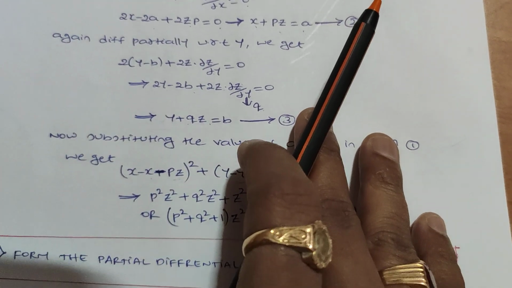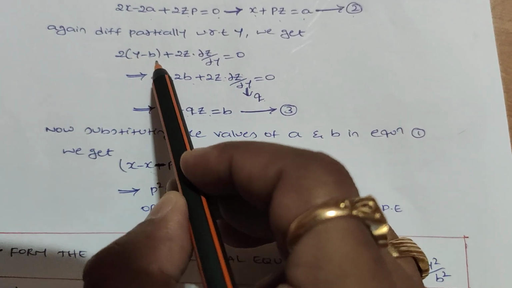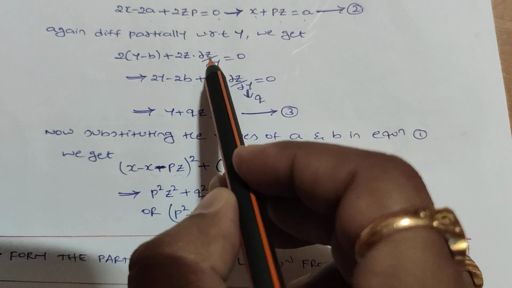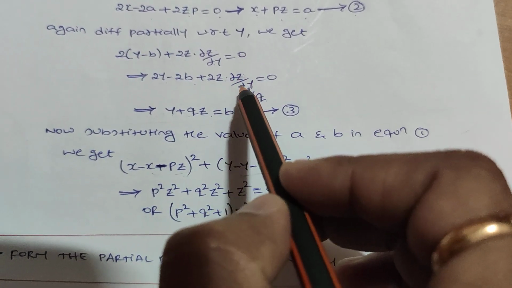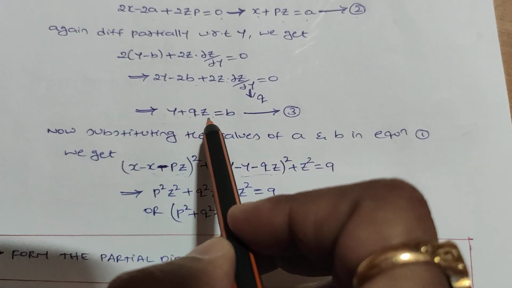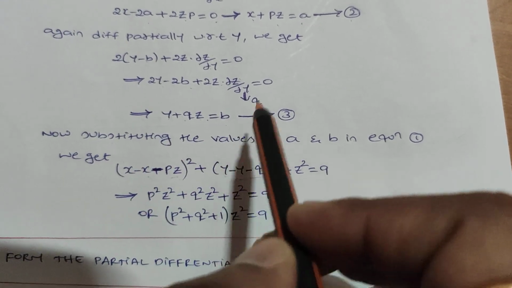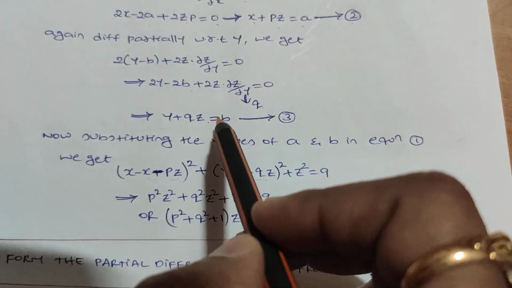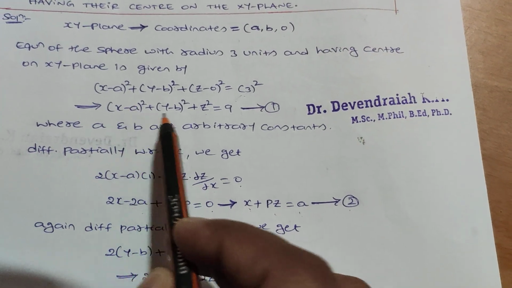Similarly, differentiating partially with respect to y, we get 2 times (y minus b) plus 2z into ∂z/∂y, which is equal to 0. Replace ∂z/∂y as q. So therefore we observe y plus qz is equal to b. Now substituting the values of a, b in the given equation 1.